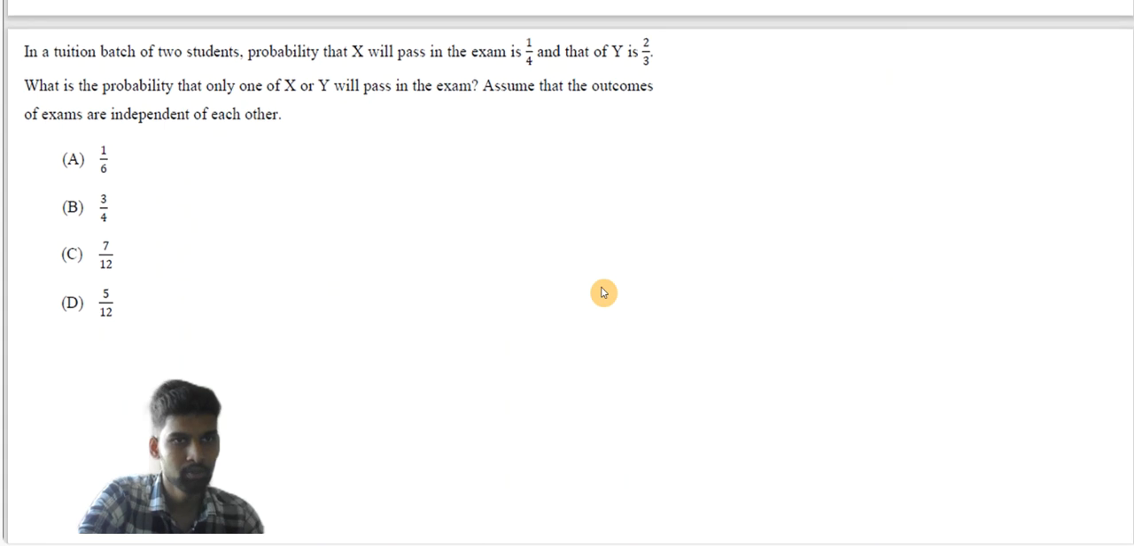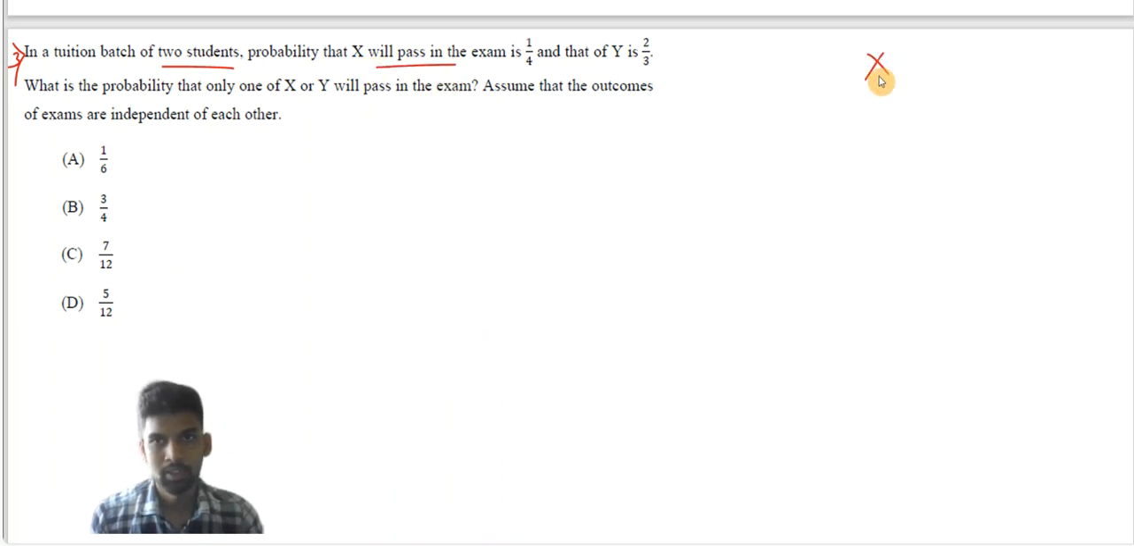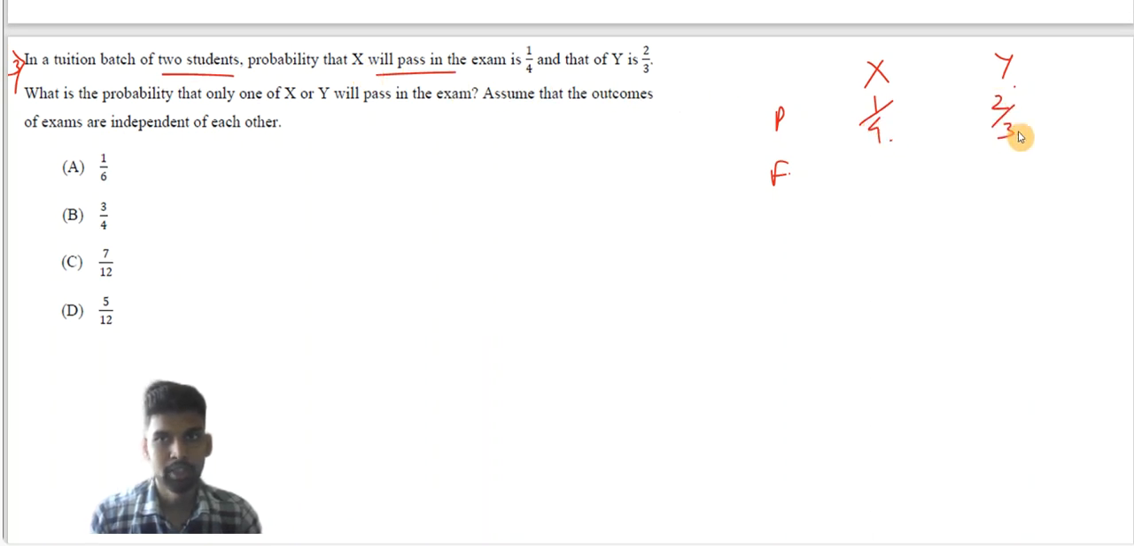Then next question. In a tuition batch of 2 students, the probability that X will pass, that is X, Y, pass, fail. The probability that X will pass is 1 by 4, and Y will pass is 2 by 3. So what is the probability that X will fail? It will be 3 by 4, that is 1 minus probability of passing. Similarly, here it will be 1 by 3.